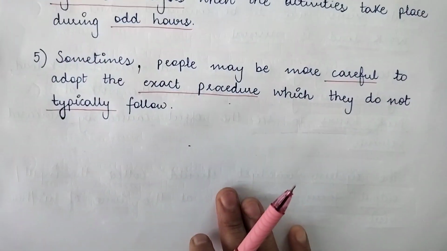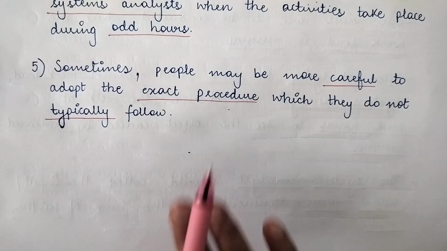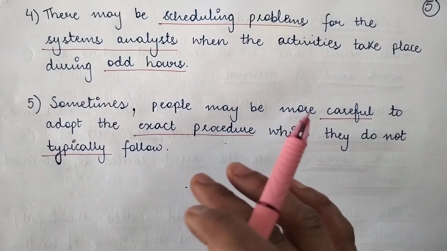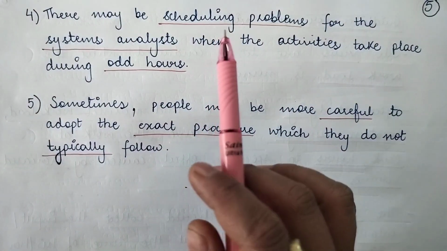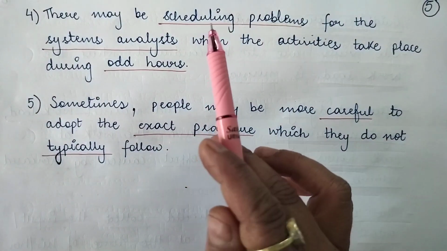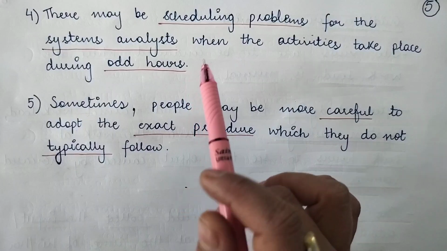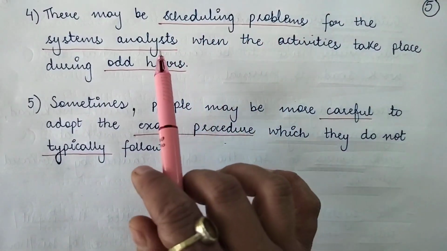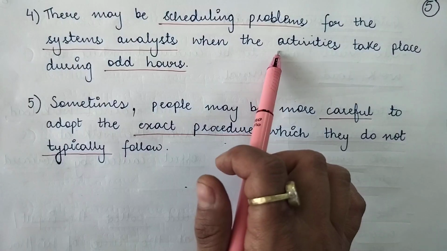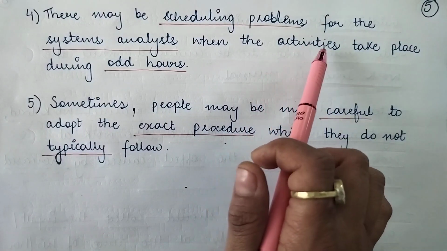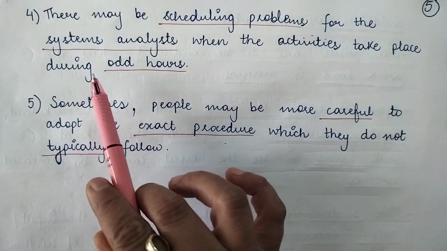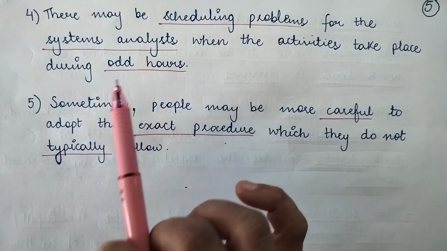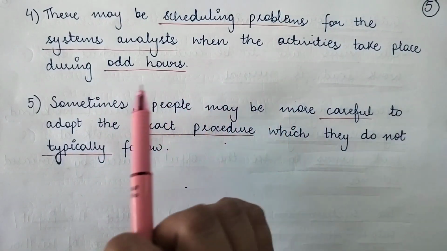Now there may be scheduling problems also. See, a site visit needs to be scheduled. The system analyst has to go to a particular geographical location at a particular time. So in that case there can be scheduling problems for the system analyst, especially when the activities or tasks of the organization take place during odd hours like late night shifts.